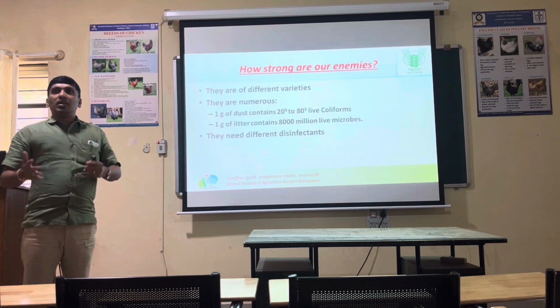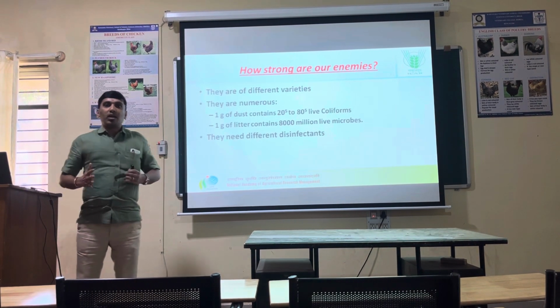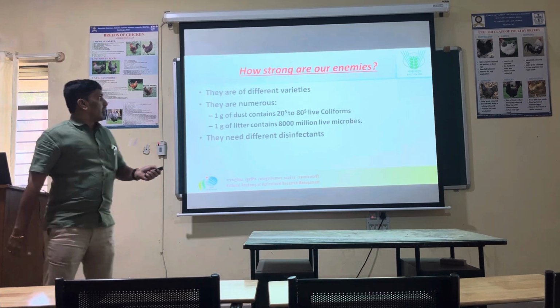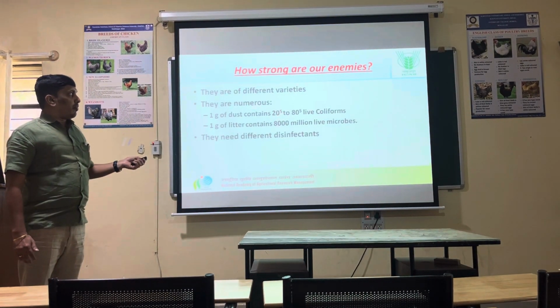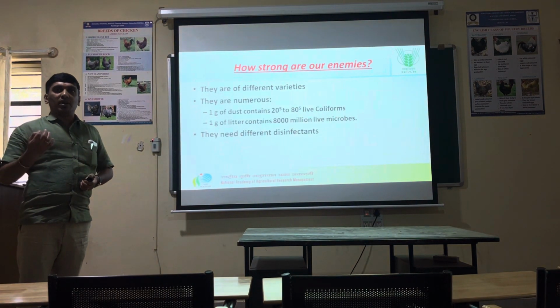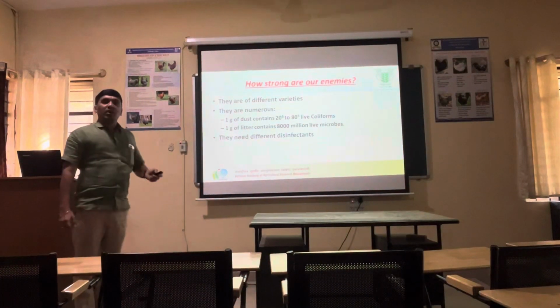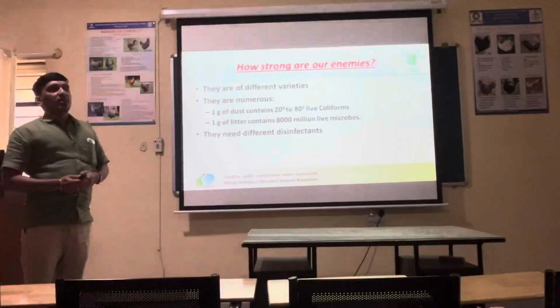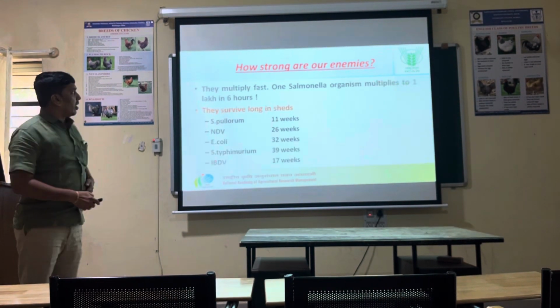Depending upon the strength of the enemies, we can decide what kind of biosecurity we have to provide. For example, as I already told, 1 gram of dust contains 10 to the power of 5 to 10 to the power of 8 coliforms. That means a gram of dust will contain millions or billions of microorganisms. Because of this, by seeing the nature of the farm, we have to decide which kind of biosecurity is required.